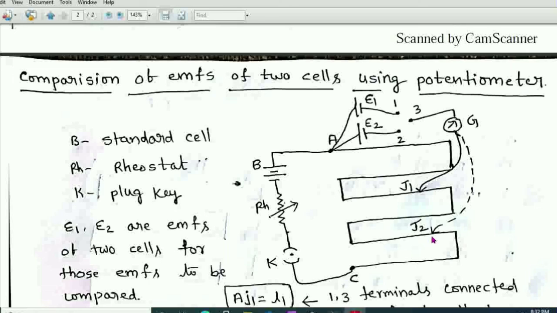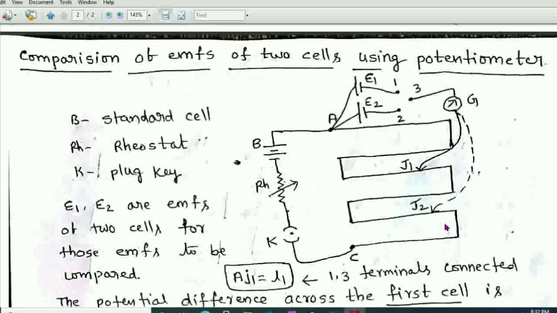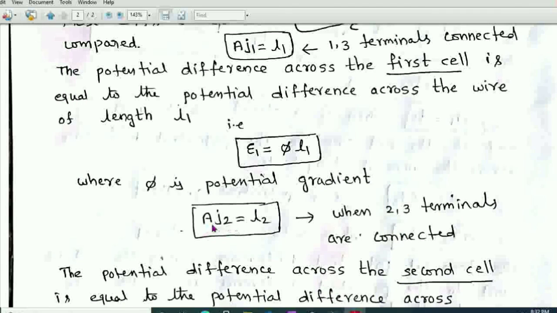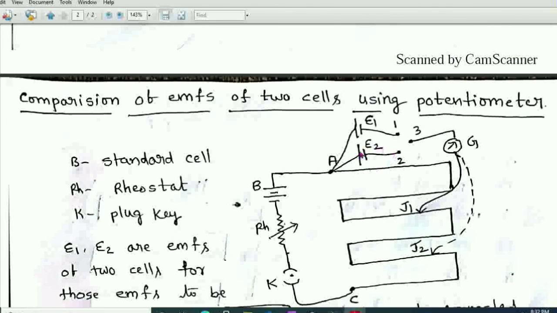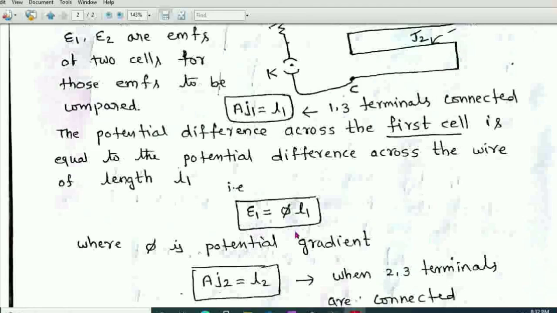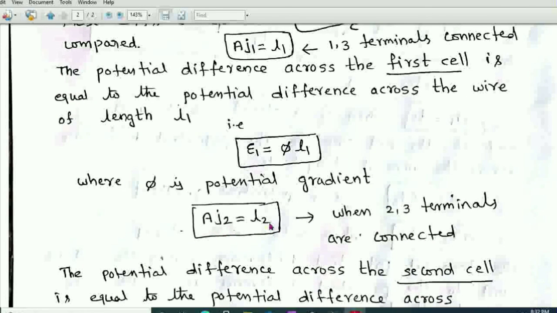Let us say at the point J2, meaning the jockey's second position, the galvanometer shows null deflection when the second cell is connected. Now AJ2 is the length. Let us say AJ2 is equal to L2 when 2, 3 terminals are connected, meaning the second cell is in the circuit.